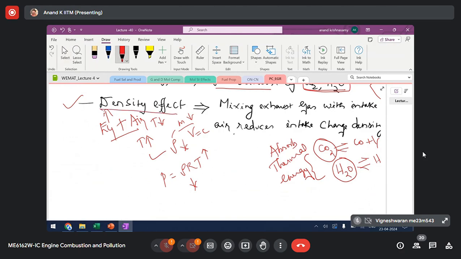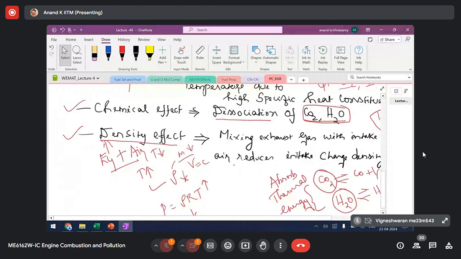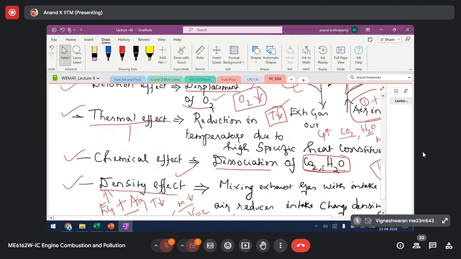To avoid that, this is again a minor effect. Why I say minor effect is you can cool the exhaust gas by using a heat exchanger before it is mixed with the incoming air. So what I mean to say here is use a heat exchanger here, and reduce the temperature of the exhaust gas by circulating a coolant before it is mixed with the incoming air. Okay, so it is an addressable problem. Having a heat exchanger, you can retain the density of the incoming mixture, meaning that you can avoid the drop in density and drop in power output. So the first two effects are dominant.